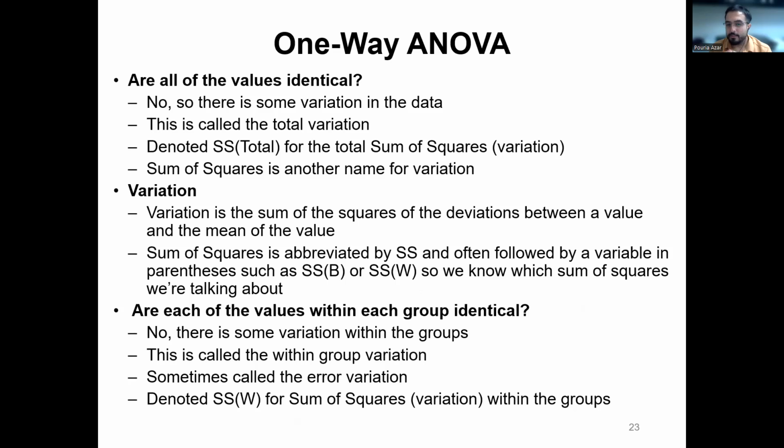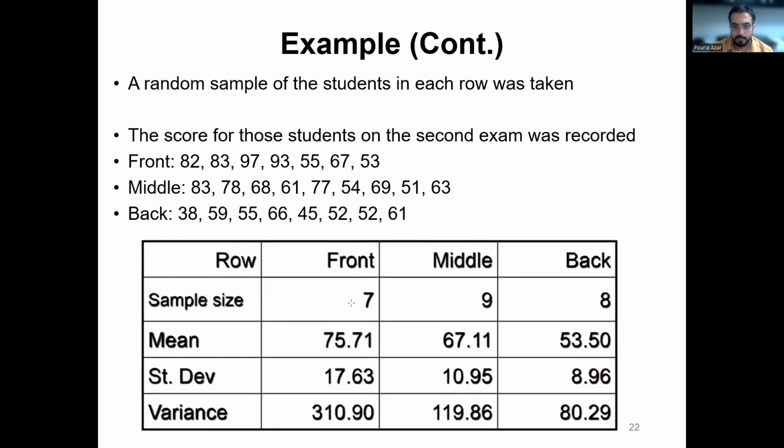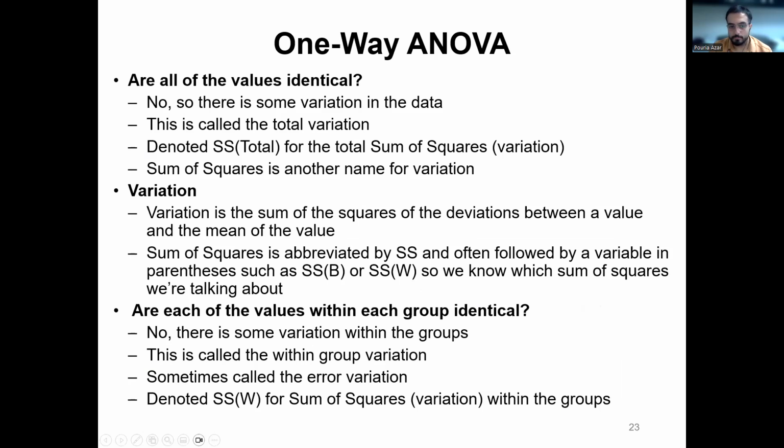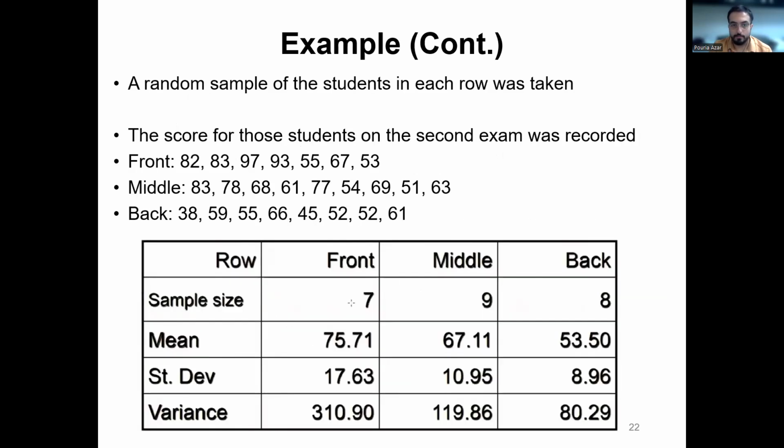Are each of the values within each group identical? So let's look at the data. The front, the middle, the back. So no, there is some variation within the group. So for example, for the front row, we have a score of 53 and we have a score of 97. So we have a variation within groups.